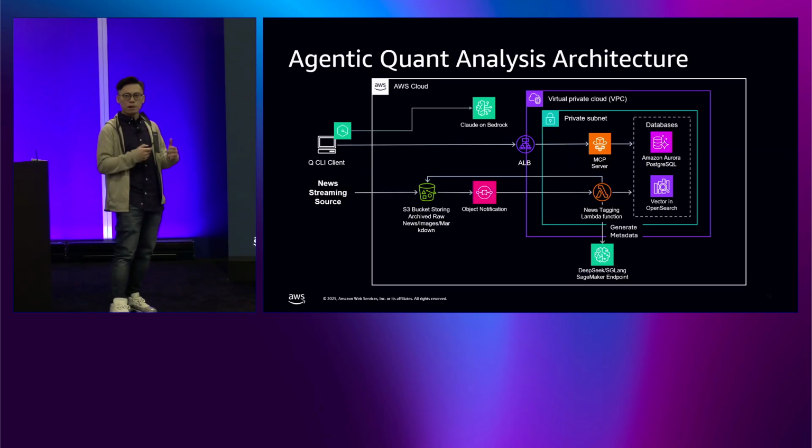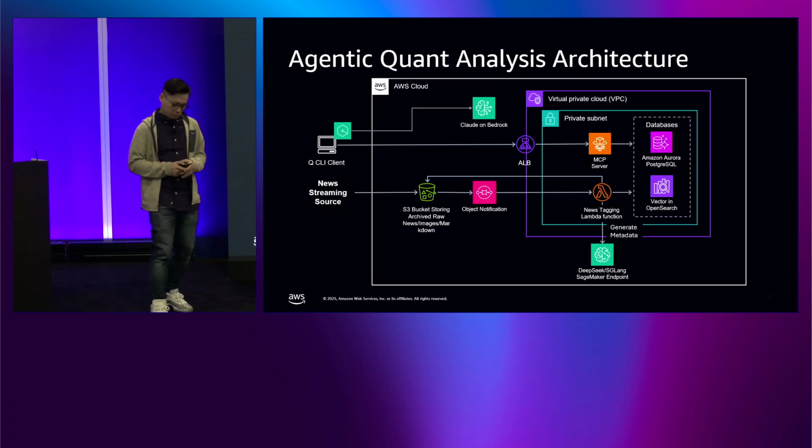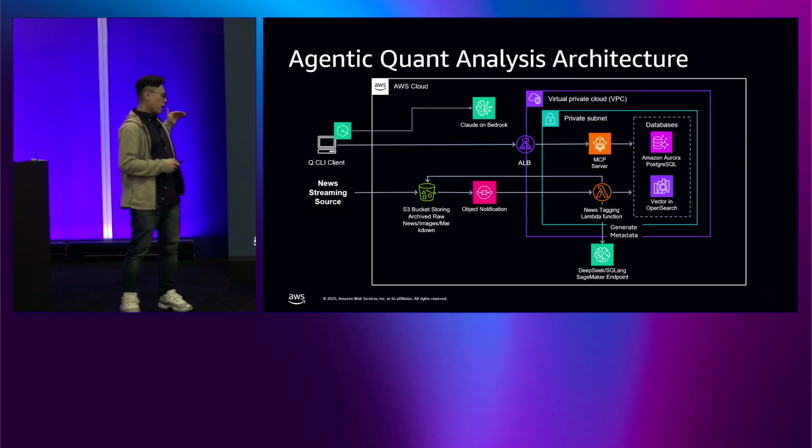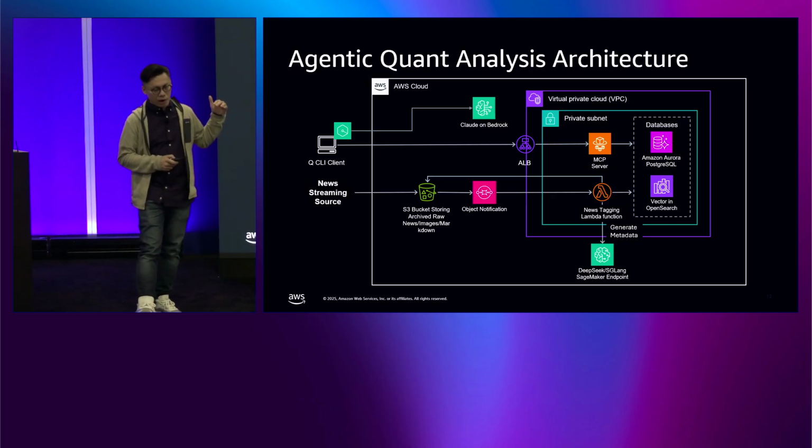So let's talk about the implementation. Here is our day one architecture. From the bottom layer, you see we keep ingesting news streaming in with the news streaming API, going directly into our S3 bucket and triggering EventBridge.